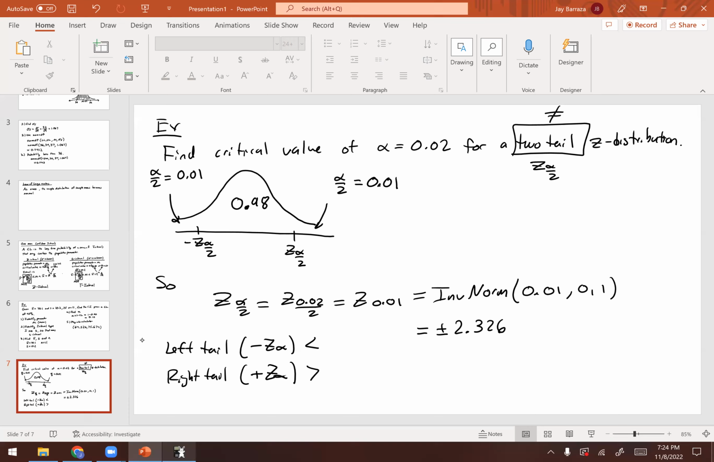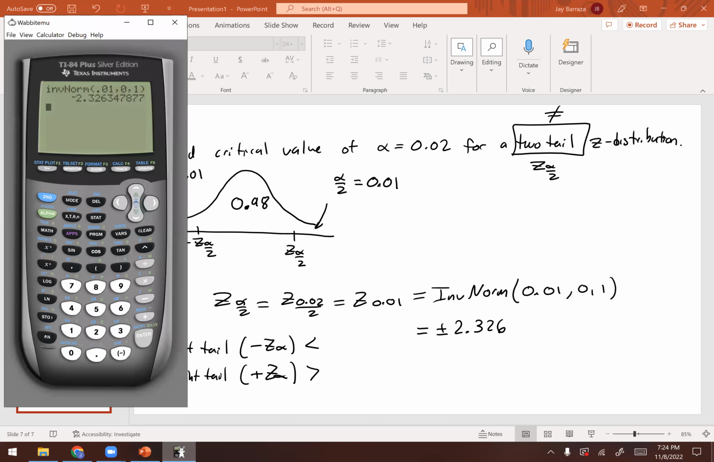Okay. And then if you have to do a critical value for t, then it's the same thing, but you use second distribution inverse t. And then the degrees of freedom is n-1. Now, if you're using the table, then you'll have to use the table and you'll have to practice that one yourself. Okay.